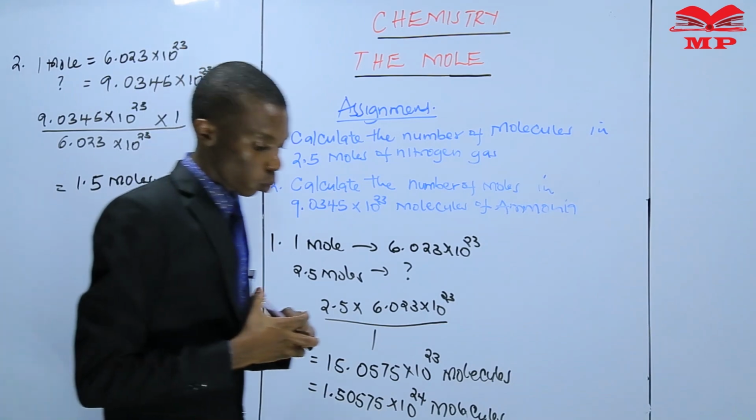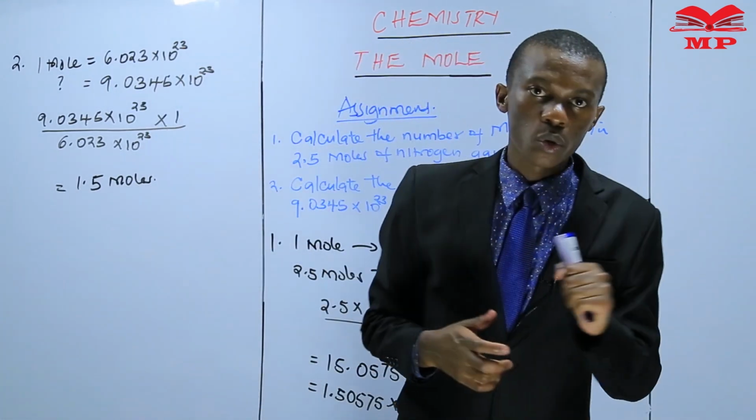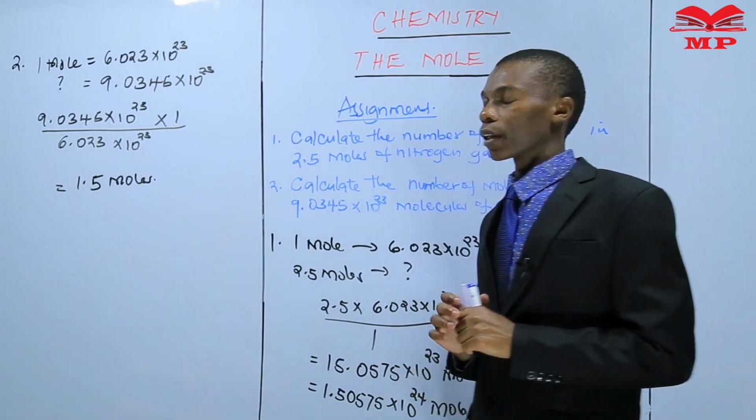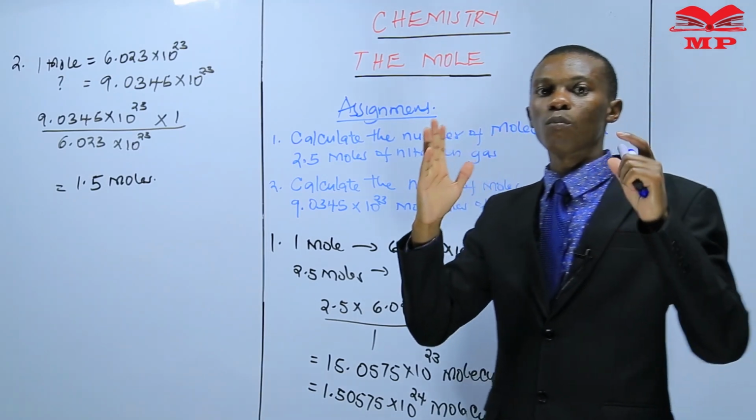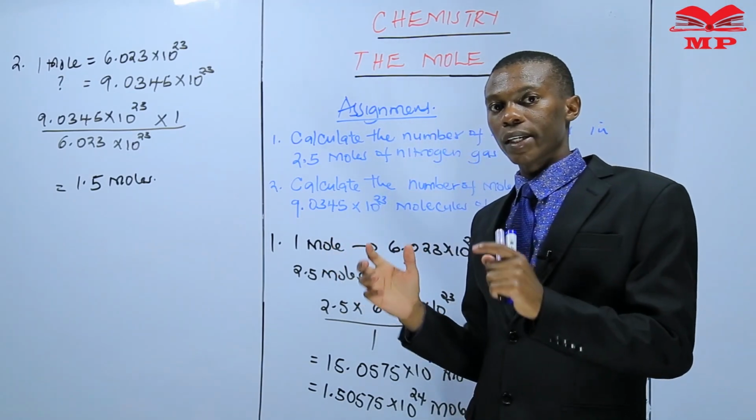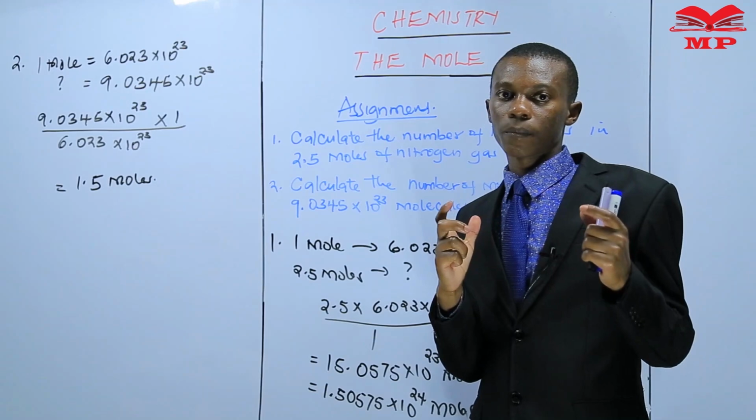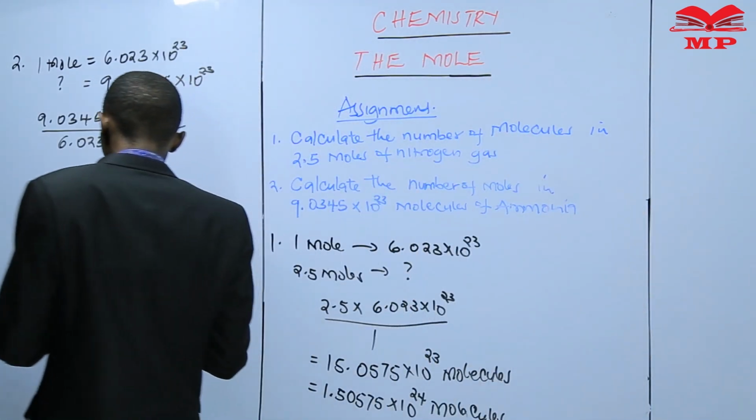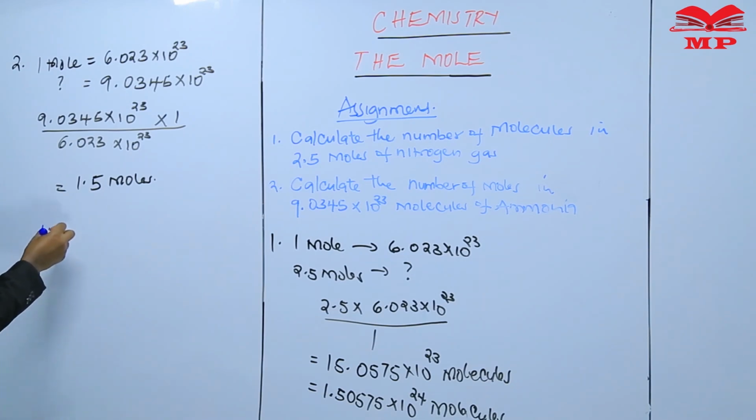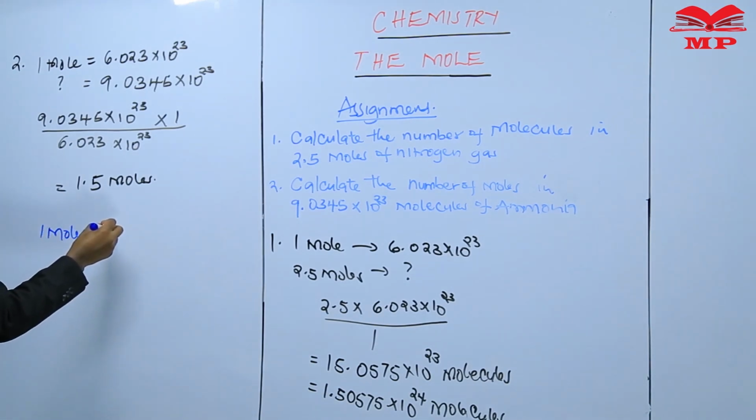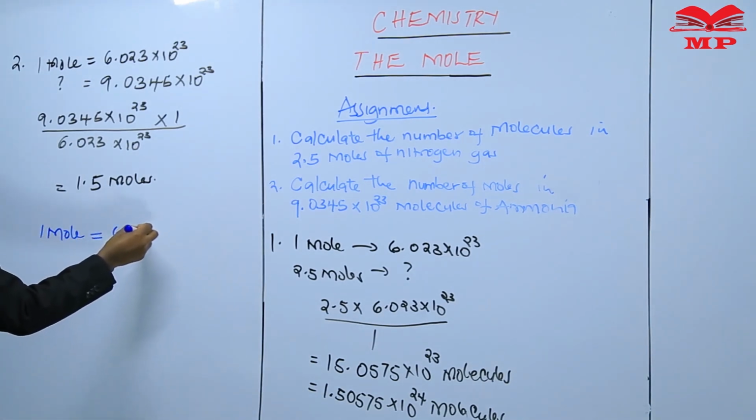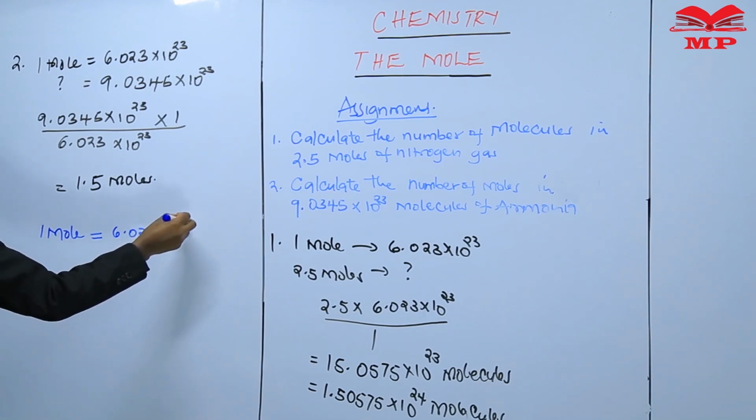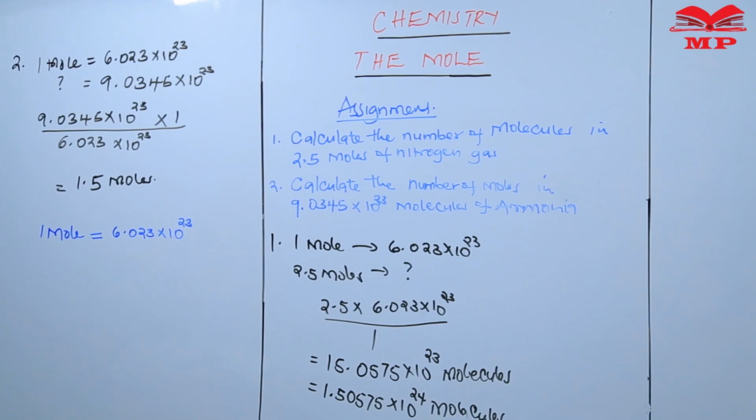I hope you've now gotten how we are going about those questions. It is just in the conversion of molecules to moles and moles to molecules. One thing you just need to know is that 1 mole is equivalent to 6.023 times 10 raised to power 23. That is what you need to know. And once you know that, it will be so easy for you to be able to calculate.